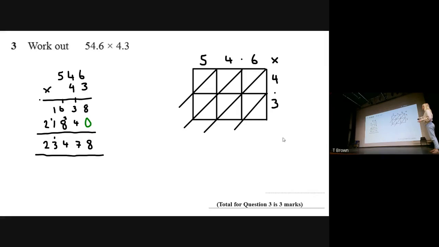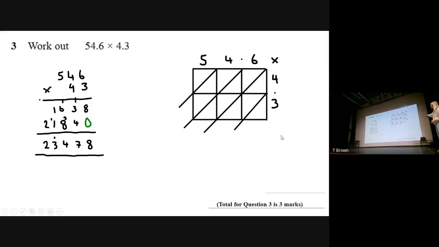The hardest thing about this one is drawing the grid. So, how many numbers are in this number? We've got the 5, 4, 6, how many digits? So we've got 5, 4, 6. So I've done 3 boxes going across. And then this one's got 2 digits. So I've got 2 boxes going down. So it's a 3 by 2 grid.